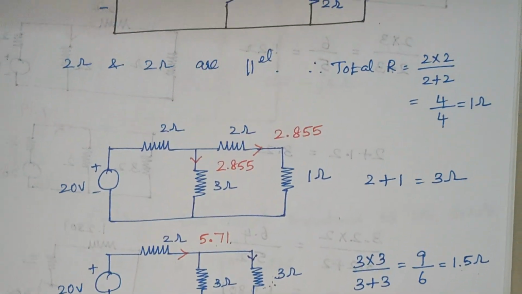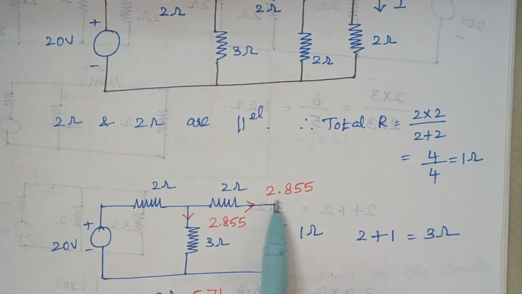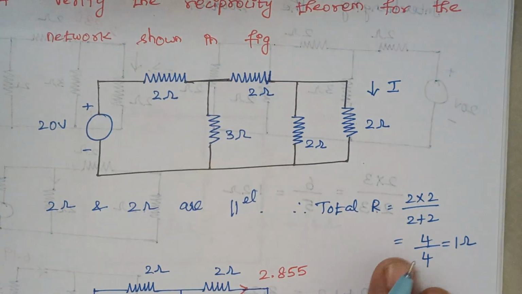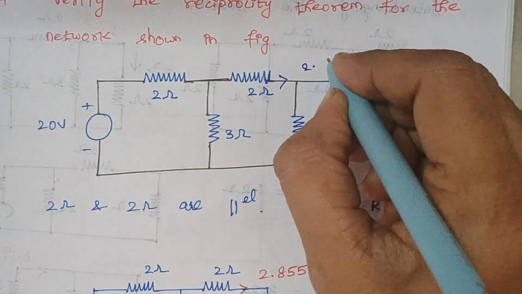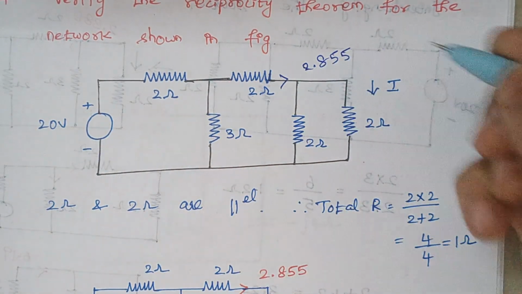I'll explain from this diagram. Here flows 2.855. So when you again move back, that is in this part here I am having this 2.855.